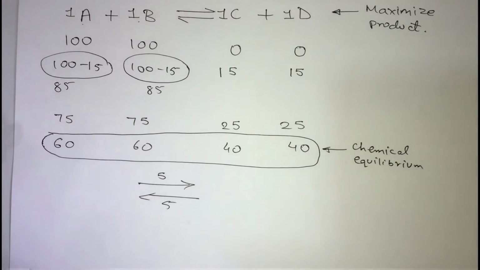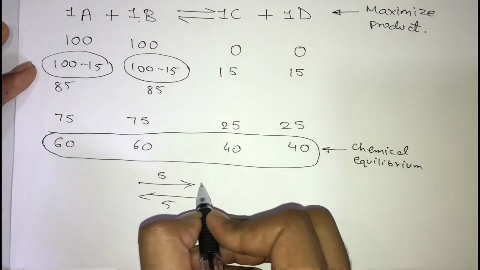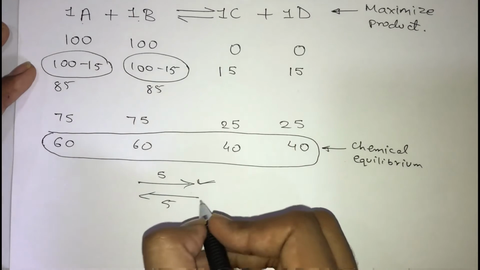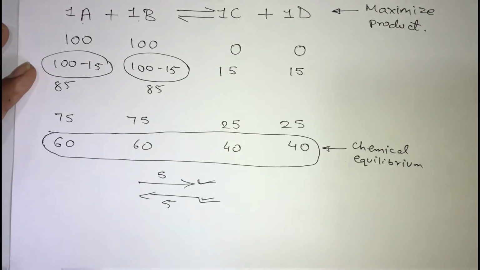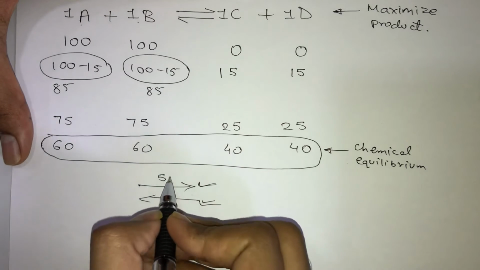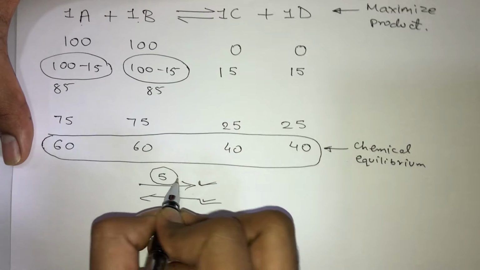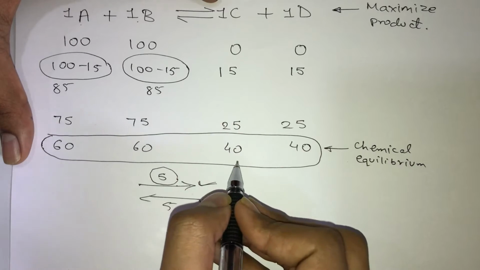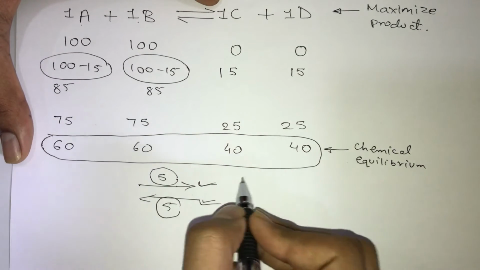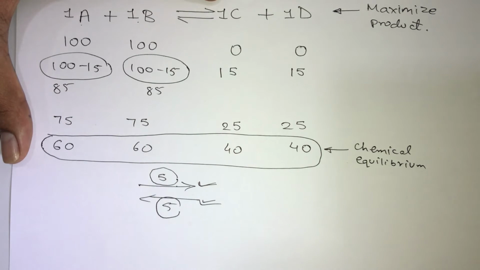So here can I say that when 5 moles of C and D are created, we are also getting 5 moles of A and B. So guys, can I say over here that the same amount of A and B is getting converted into C and D, and the same amount of C and D is also getting converted into A and B.